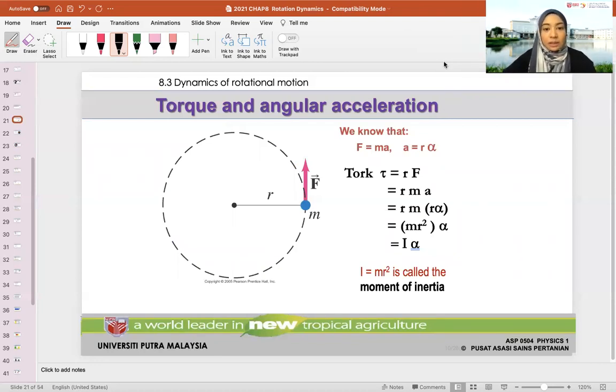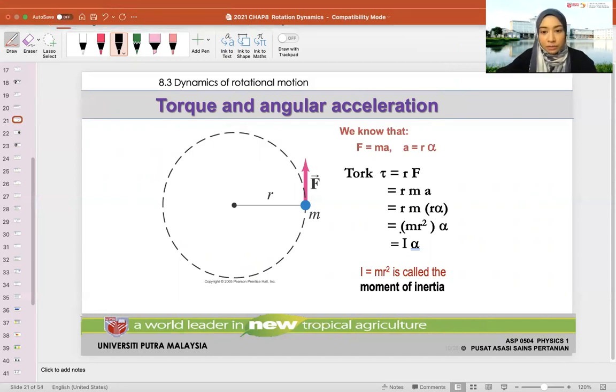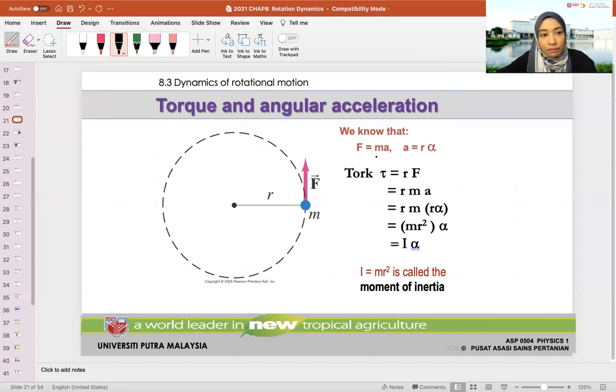Next subtopic is torque and angular acceleration. Now we know that F is equal to ma. This is our Newton's second law, right? And we know that a is equal to R alpha.